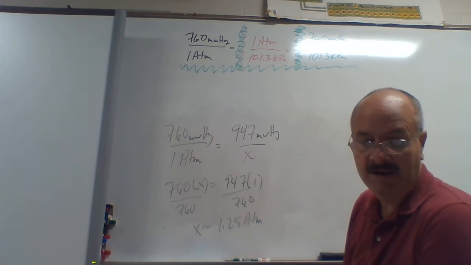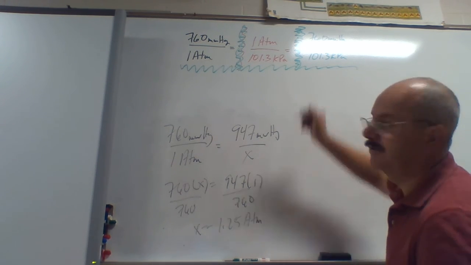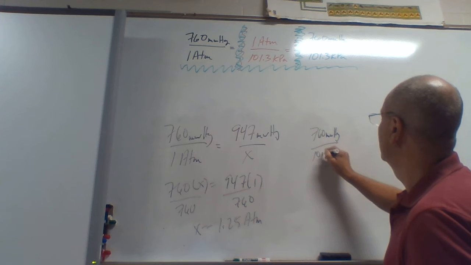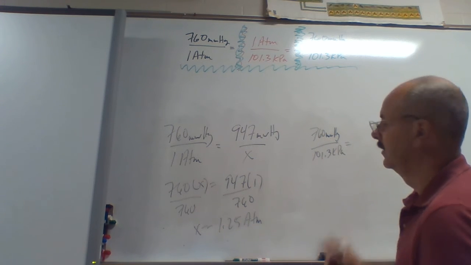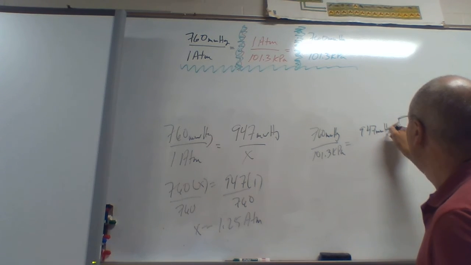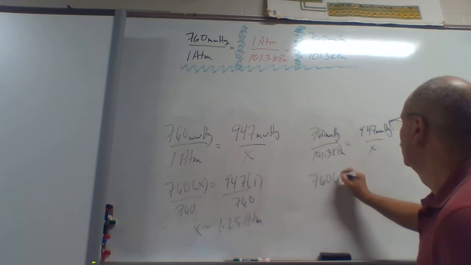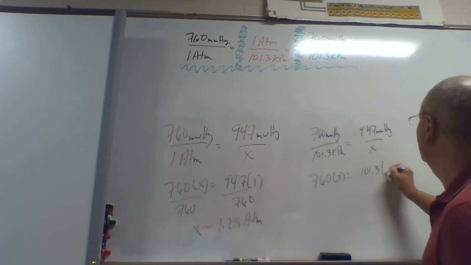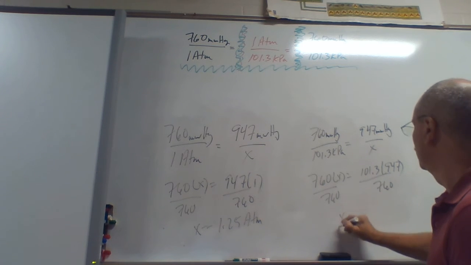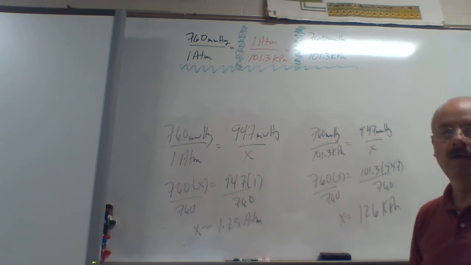All right, second part. Now we gotta change that millimeters of mercury into kPa. So millimeters of mercury and kPa, that's the green one that's up there. So 760 millimeters of mercury is 101.3 kPa. And they didn't give us 760, they gave us 947 millimeters of mercury over X. Cross multiply, 760 times X equals 101.3 times 947. Divide by 760, divide by 760. X equals 126 kPa. All right, there's all your answers.